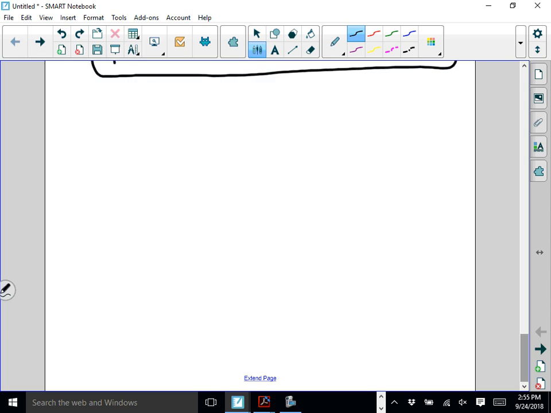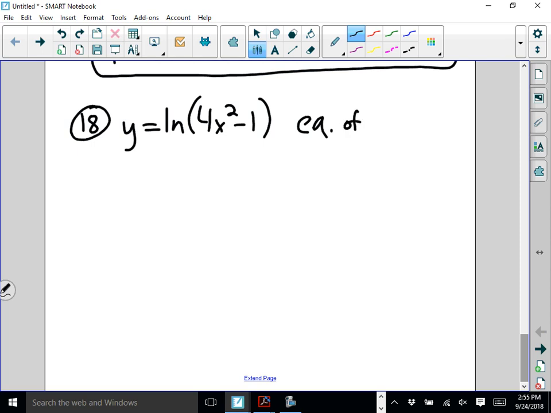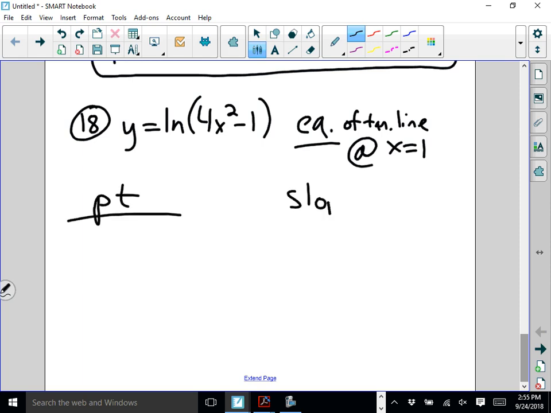I have y equals ln of 4x squared minus 1. I want the equation of the tangent line at x equals 1. And anytime I have an equation of a tangent line that I'm trying to find, I need to consider a point and a slope. Instead of always just doing the derivative right off the bat, it's a good idea. Anytime you see equation of a tangent line, write those two things so you don't forget to do it.